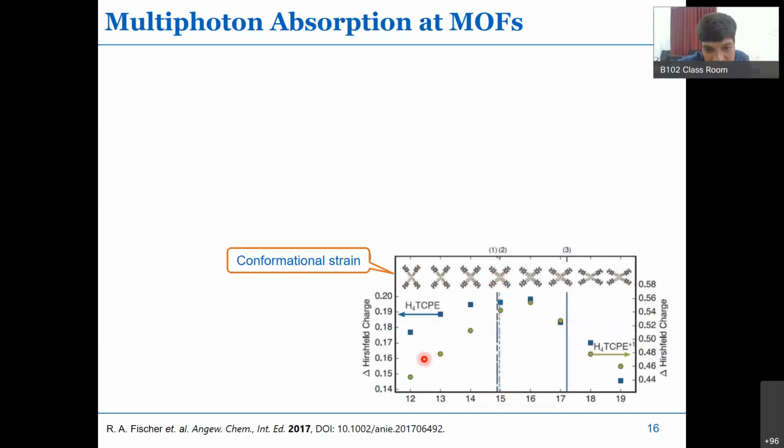As you keep on changing the distance between this carbon to this carbon, you see here it keeps on increasing from 12 angstroms to 19 angstroms. The conformation strain is increasing and charge polarizability also changing. You see, in case of cubic, where the carbon to carbon distance is like 15, it has the highest charge polarizability. Whereas if you come to the 17, which is going to be Kagome lattice.